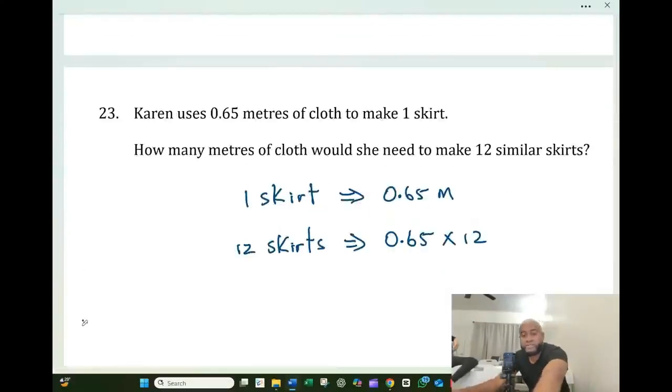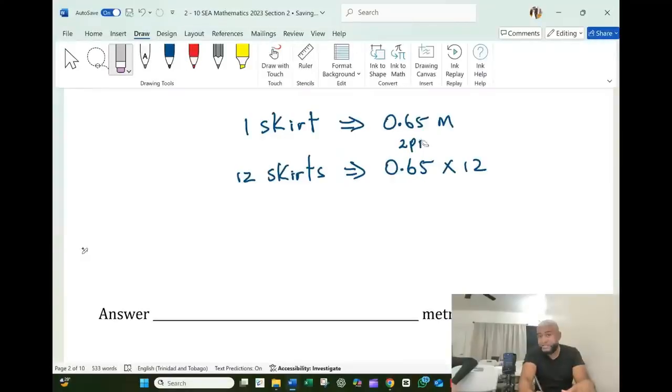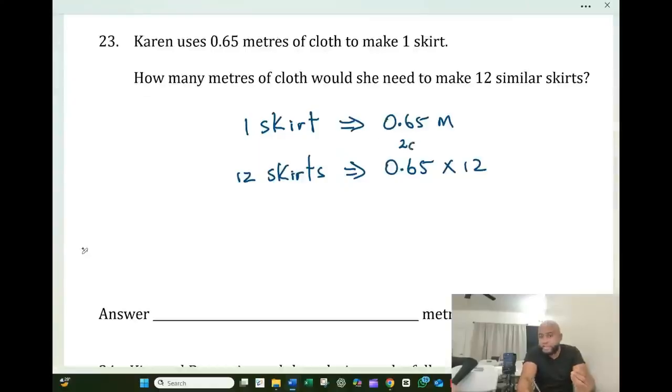So I'm going to multiply this decimal and whole number here. What can I do? I can actually drop the decimal places. Here we have 2 decimal places, right? So I'm going to drop the decimal places and multiply as normal. When I get the answer, I will put back my 2 decimal places. So I'm going to put 65 multiplied by 12.